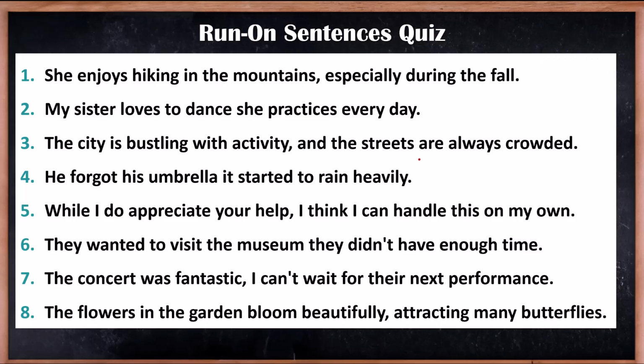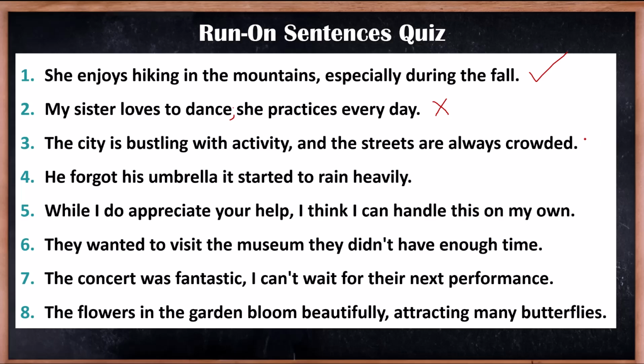Okay, let's correct these together. Number 1 is correct. This is not a run-on sentence. This is a complete sentence. Number 2 is incorrect. This is a run-on sentence. My sister loves to dance is an independent clause, and she practices every day is also an independent clause. So we can fix this in many ways. We could add a semicolon and then a space, and that would be correct. Or you could add a period and capitalize she, and that would be correct.